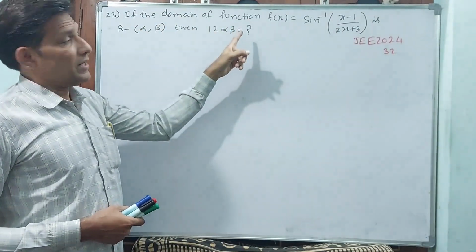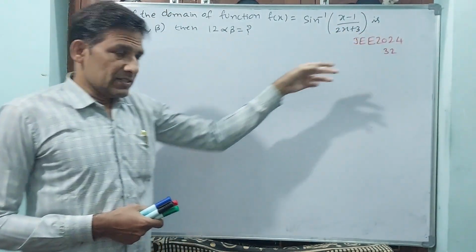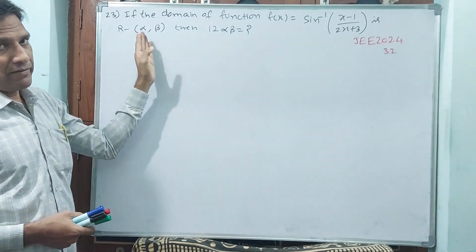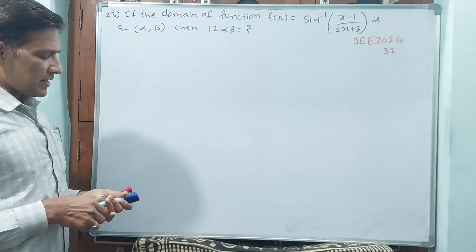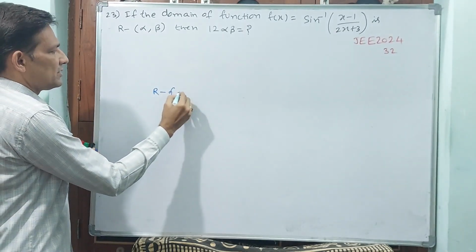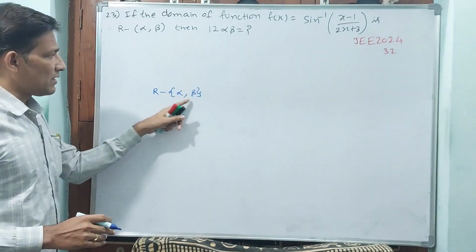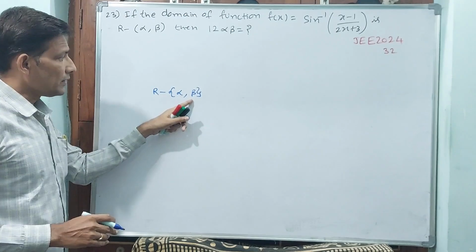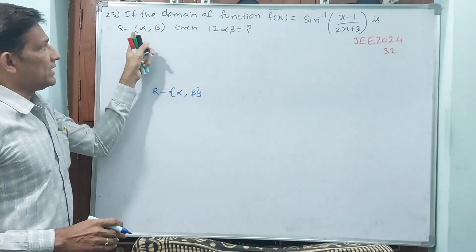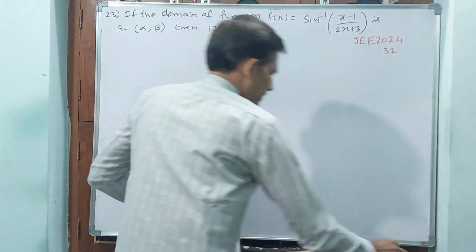The domain of the function f of x is equal to sine inverse of (x minus 1) by (2x plus 3) is R minus the open interval alpha to beta. Observe carefully, this is not like R minus alpha beta. No. Why? Because we should not take only alpha beta. Alpha to beta we should take as an open interval. Both are different.